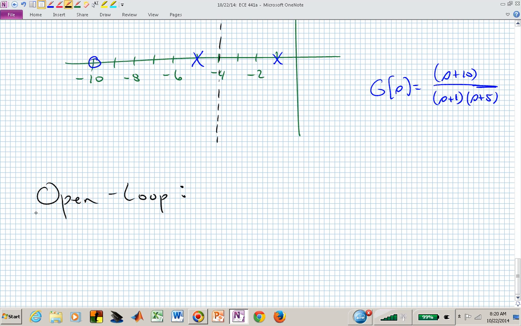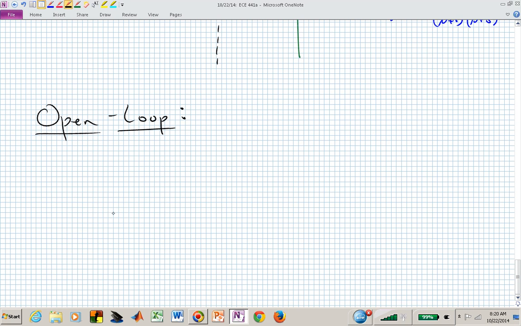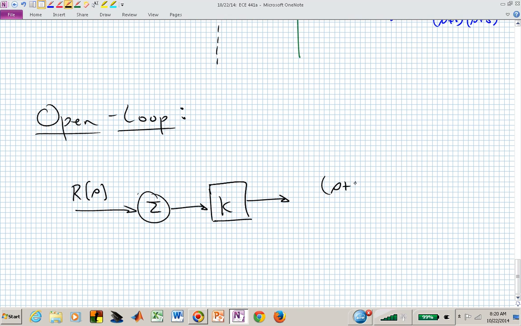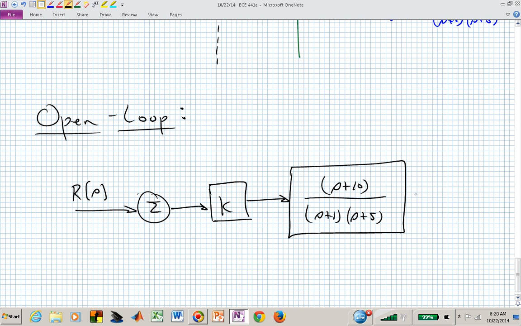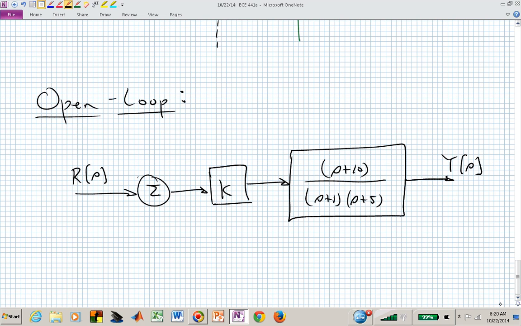Here's our open loop system. We have our reference input, let's say R of S. Maybe somebody says, well, maybe we need a gain, so let's put a gain in there, a K. And then we have our system, S plus 10 over S plus 1, S plus 5. That's what our open loop system would look like.